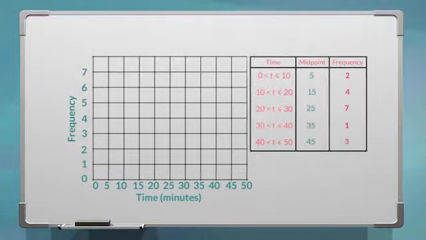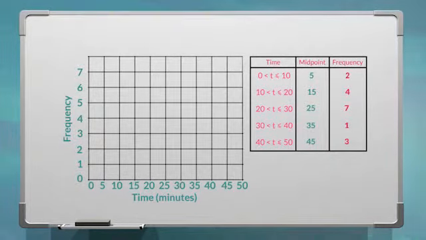Now plot the frequencies in the table using your midpoint values. So the first point goes at the midpoint 5 on the x-axis and at 2 on the y-axis. Label it with a cross. The second point goes at 15 and 4, next at 25 and 7, then 35 and 1, and finally 45 and 3. Once the points are plotted, join them up with straight lines.